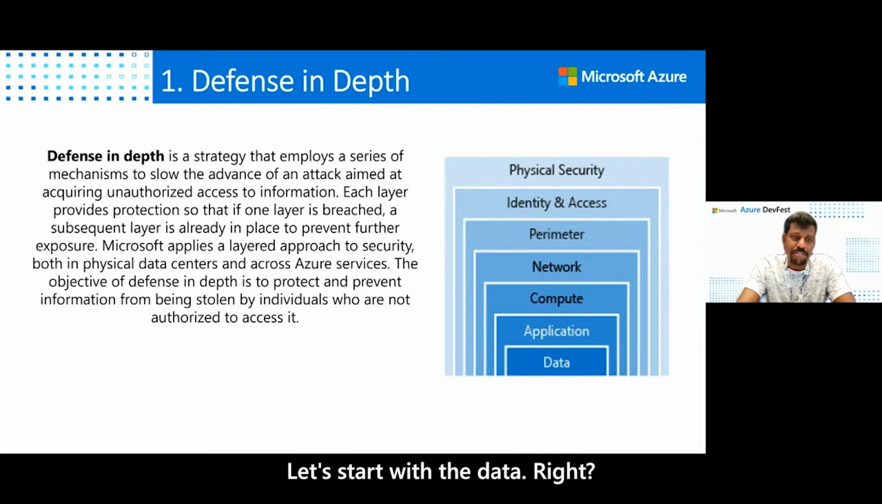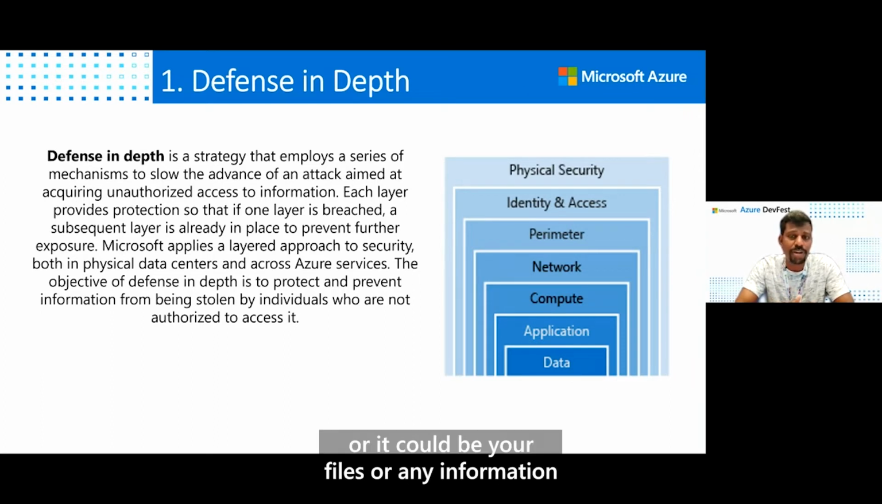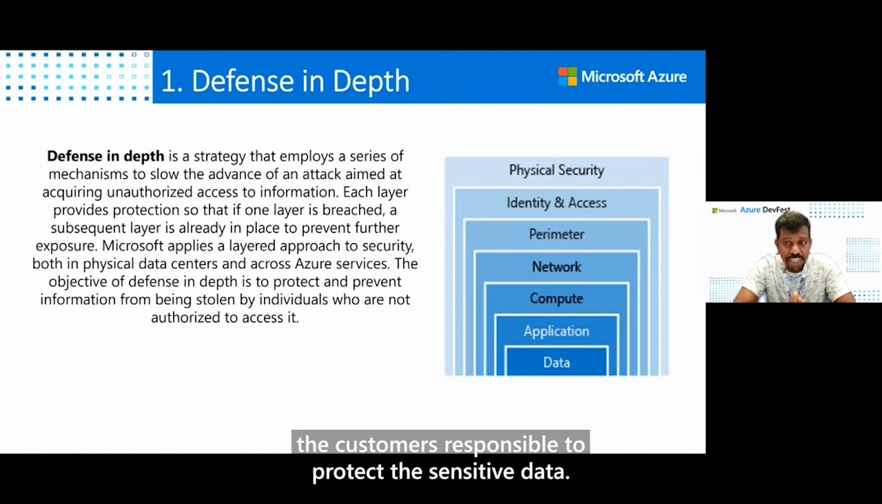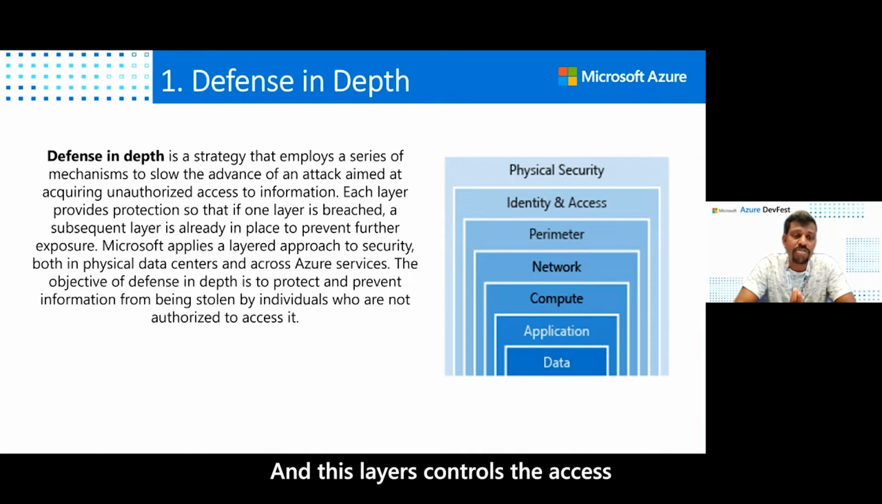Let's start with the data. The data is always at the center of our layers, because it is the one we are trying to protect. The data can be anything: user data, rows and columns from your databases, your files, or any information that belongs to a customer or any sort of business. That's the core service we are trying to protect. In any cloud offering, whether IaaS, PaaS or SaaS, as I mentioned earlier, the customer is responsible for protecting the sensitive data, and this layer controls access to the data that you need to protect.